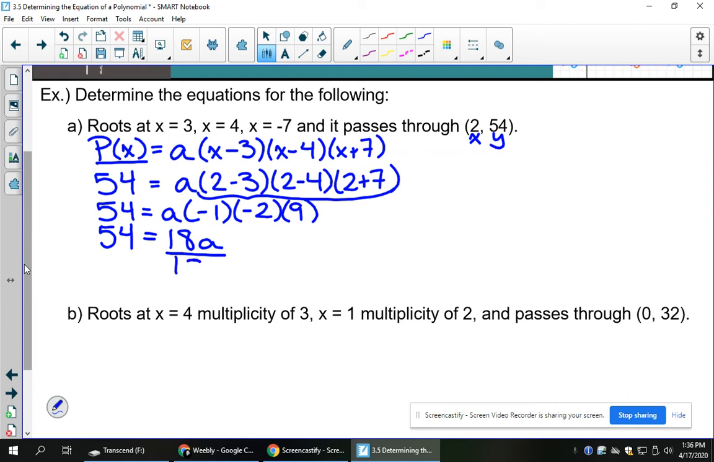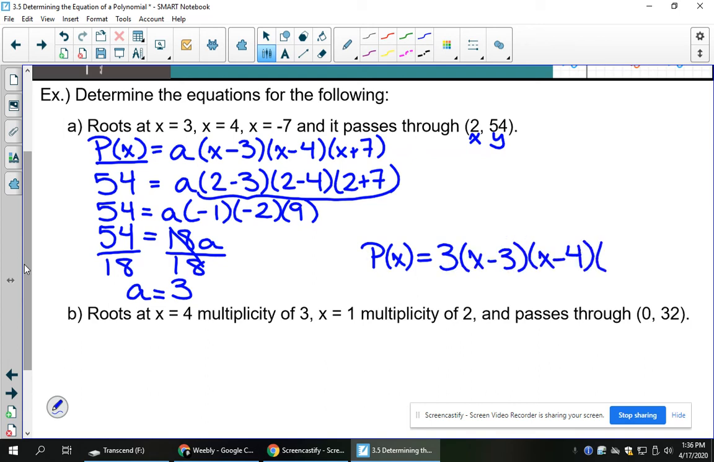One algebraic step will solve for a. 54 divided by 18 is a nice whole number, 3. And then actually answer the question by telling us that p of x is equal to the a value we just found, times all of the factors that we started with.